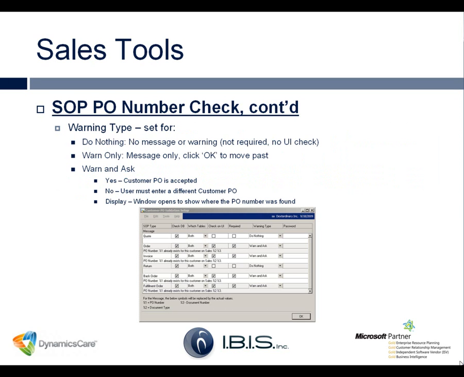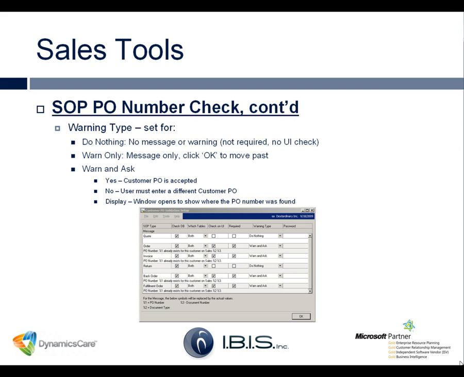Then you've got warning types. If you do nothing, there's no message or warning. You'll notice that UI checking is not required either. It's just going through a check of the database, for example, on the screenshot on quotes. You can set the warning to just warn only, which will give the user a message. You say, okay, there's a duplicate PO, that's great, I'll click OK, move past it. Warn and ask, which is what this screenshot is displaying for the rest of these that are required and do check the user interface.